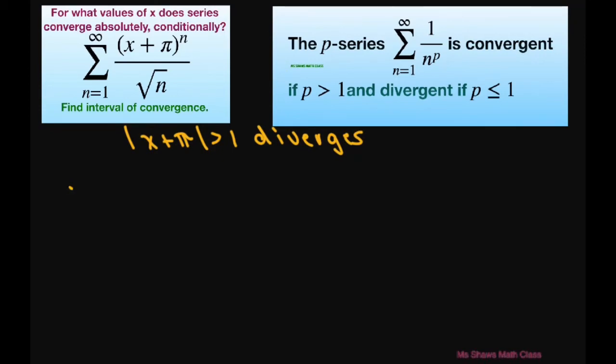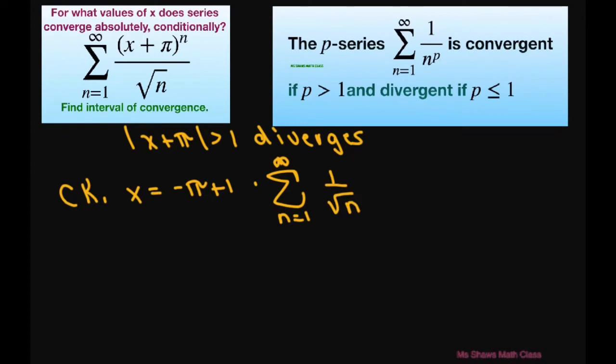So we're going to check for x equals negative pi plus 1. And that's going to be the sum from n equals 1 to infinity of 1 divided by square root of n. So this is really 1 divided by n to the 1/2 power, and 1/2 is less than 1. It's a divergent p-series. So at this endpoint, this is divergent.